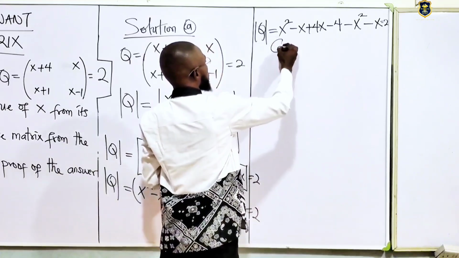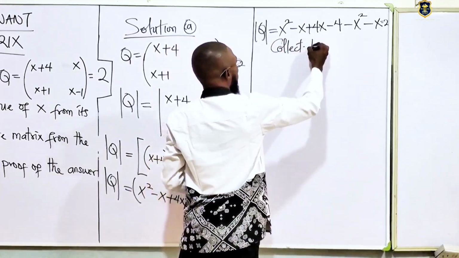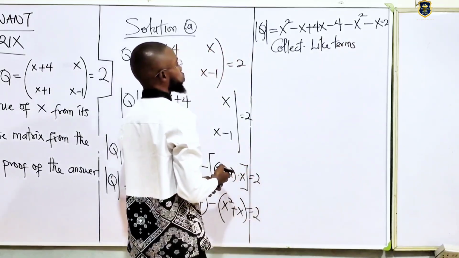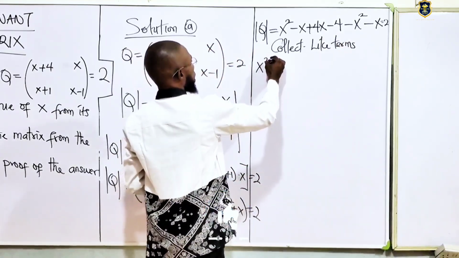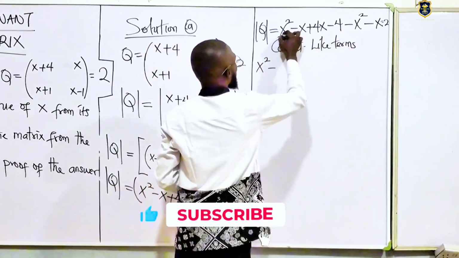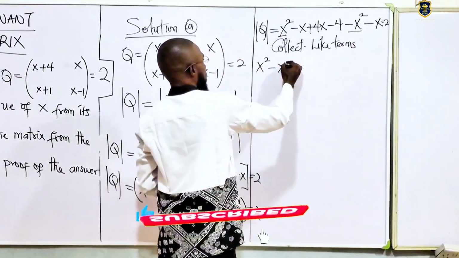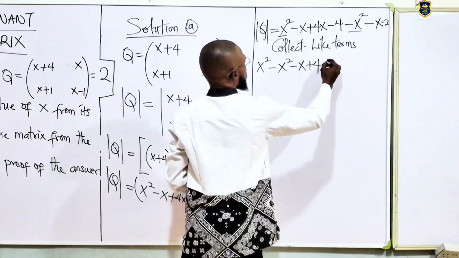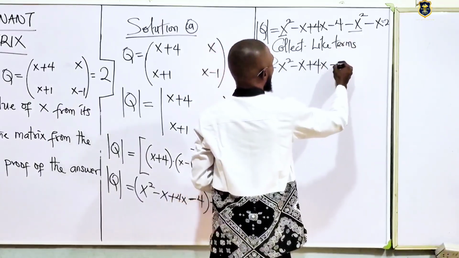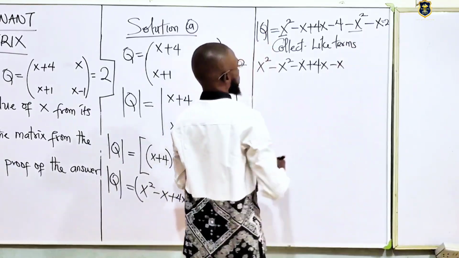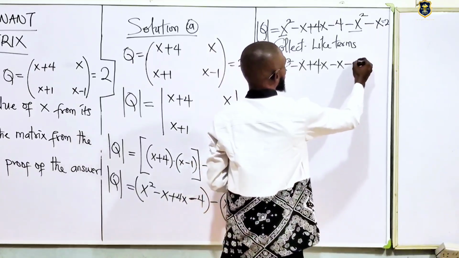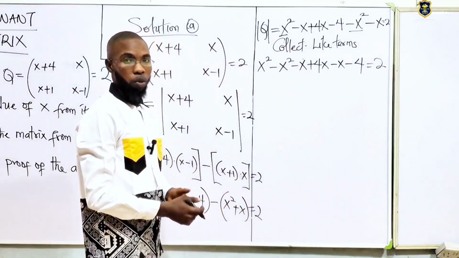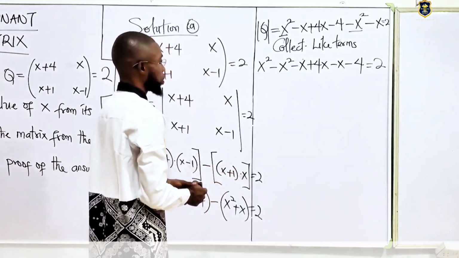So let's try and simplify further. We'll collect like terms. By collecting like terms, it becomes x squared minus x squared, I'm seeing 2x squared here. x squared minus x squared minus x plus 4x. What is minus x again? I'm seeing minus 4 equal to 2. Right? I'm sure you understand what we're doing. I'm just trying to make it a bit faster so you can understand what we're doing.